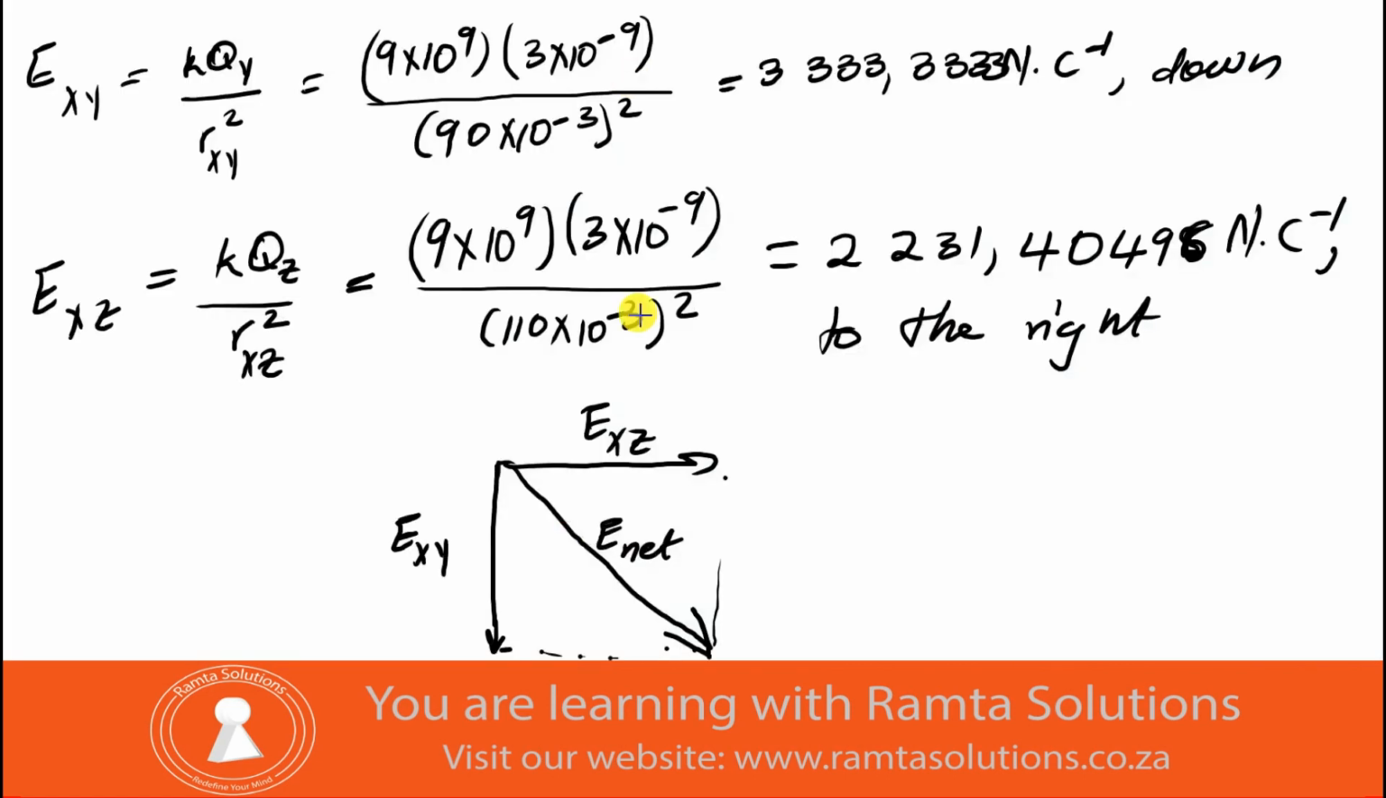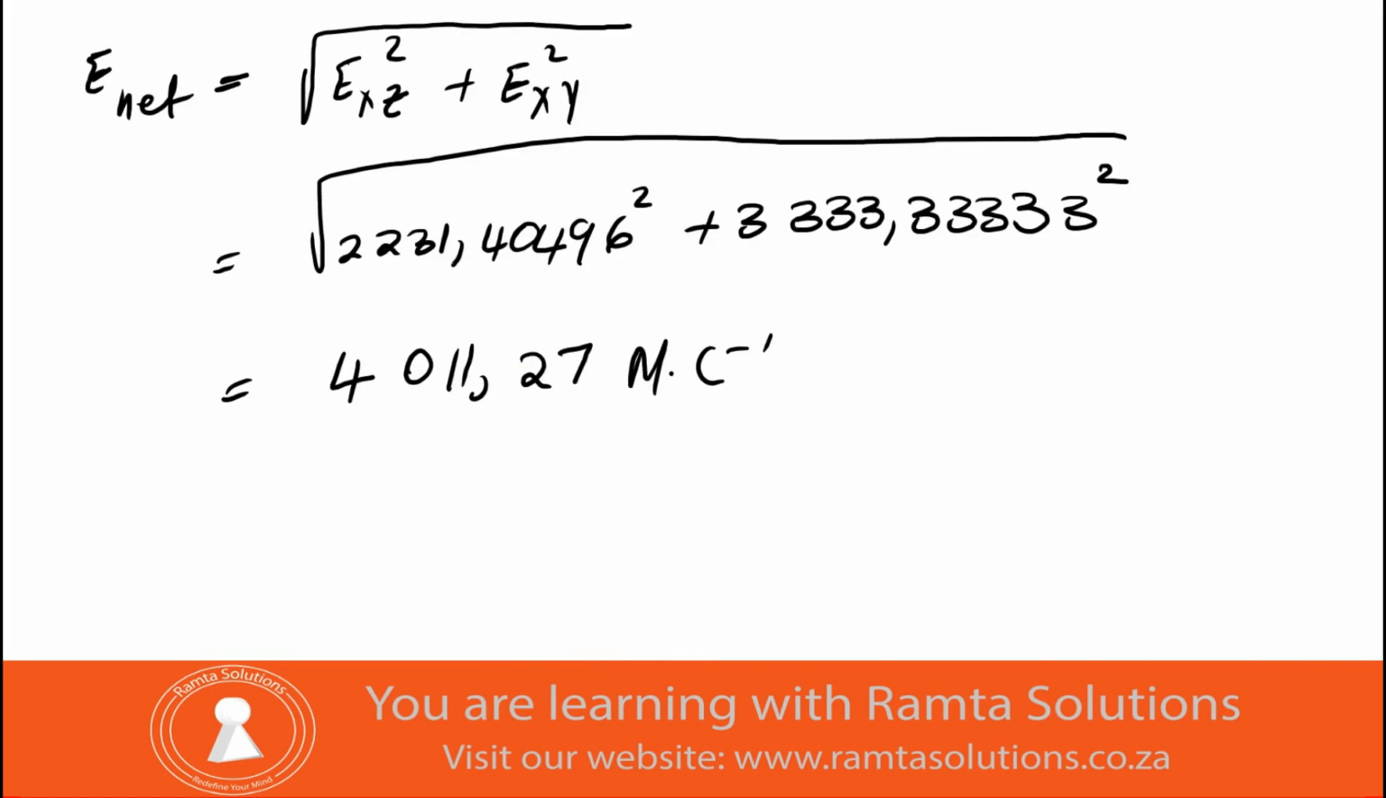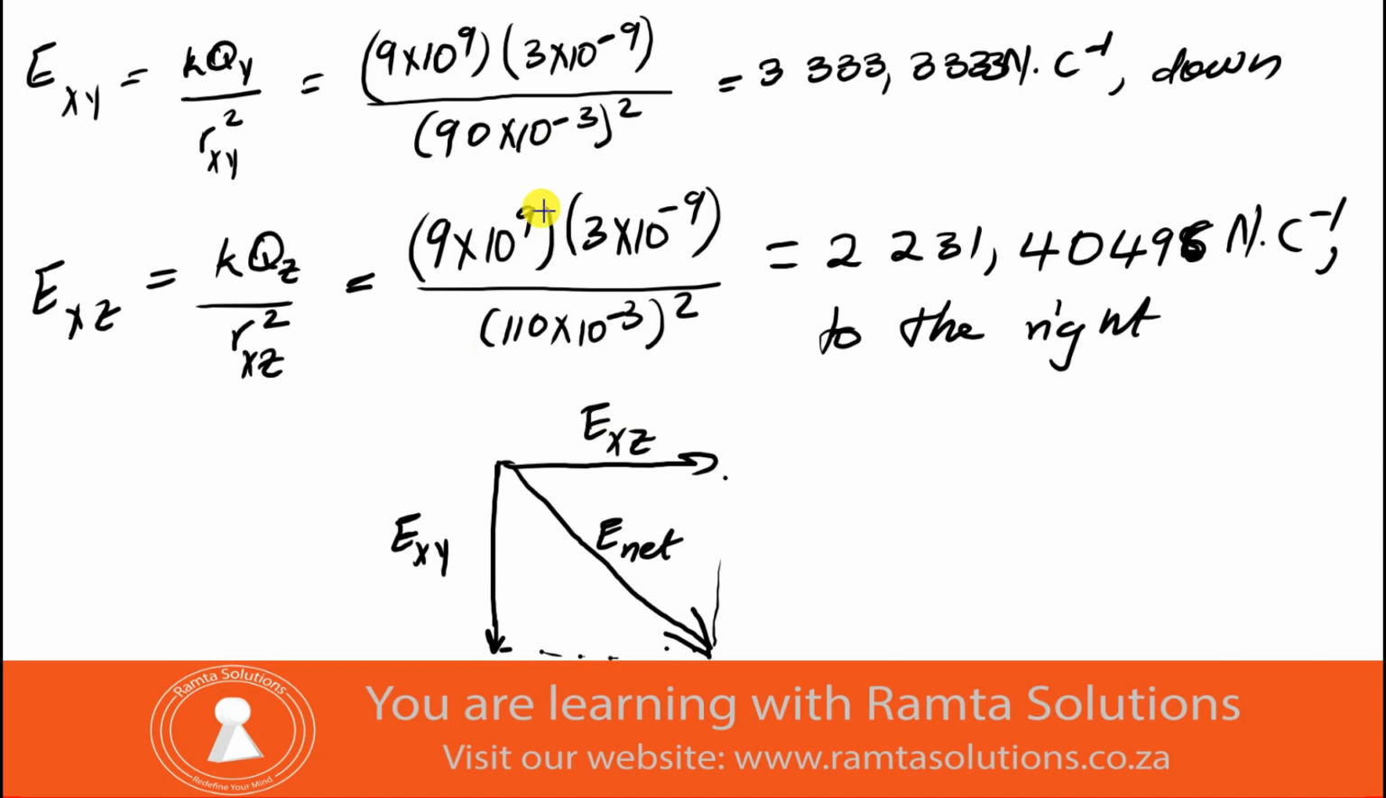what we're going to do now is find the direction of the net electric field, right? In other words, we're going to find this theta here, okay? When you look at this triangle, it's basically like this. So this is EXY, this is EXZ, and this is E net.